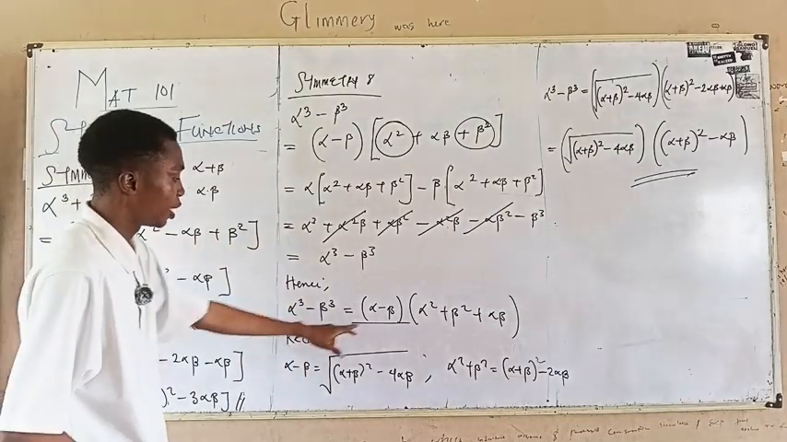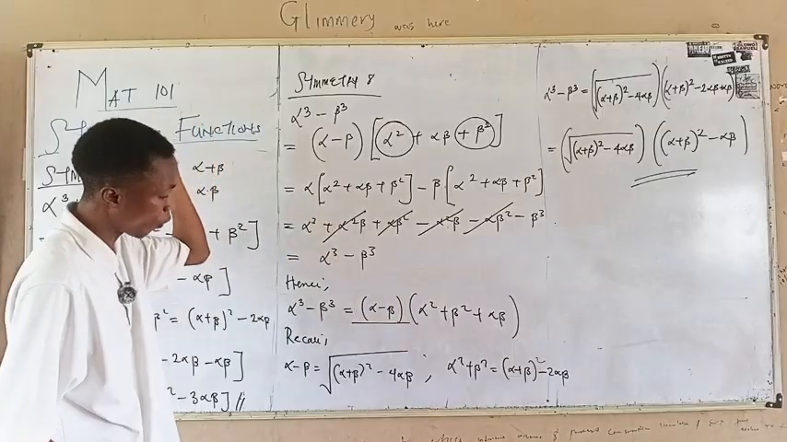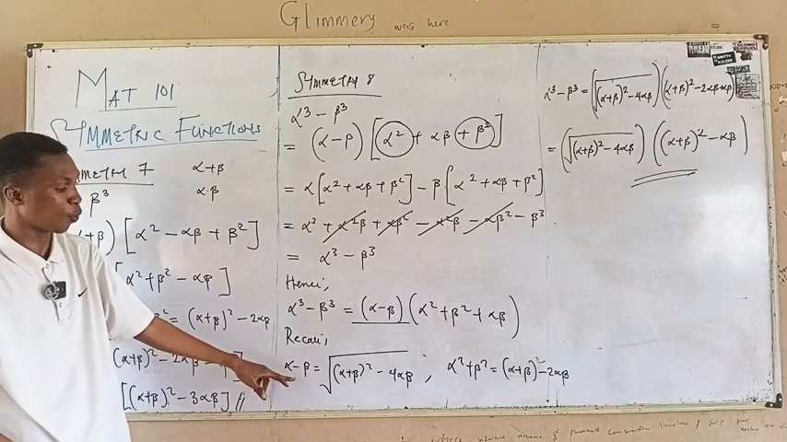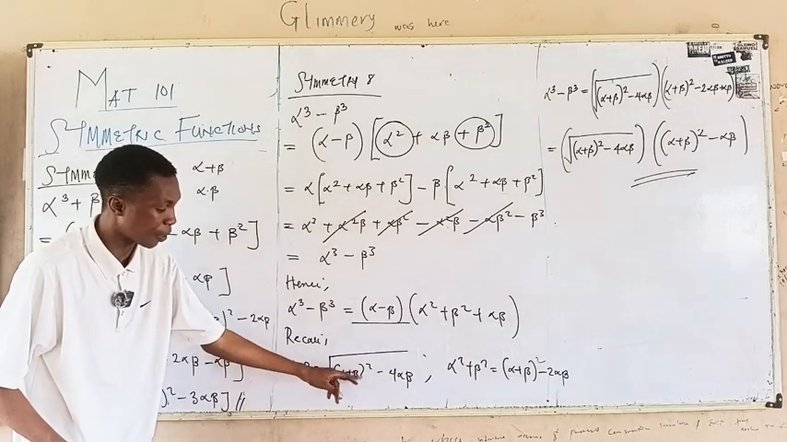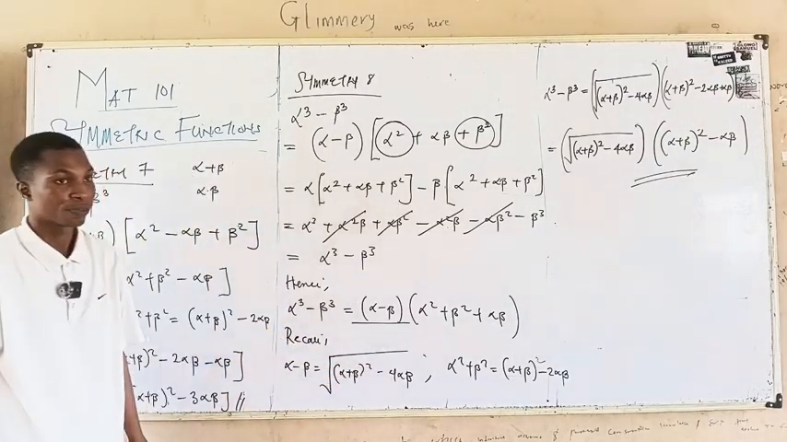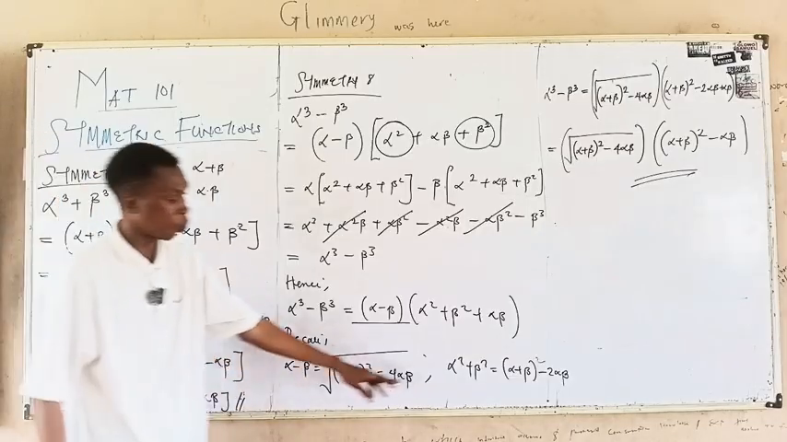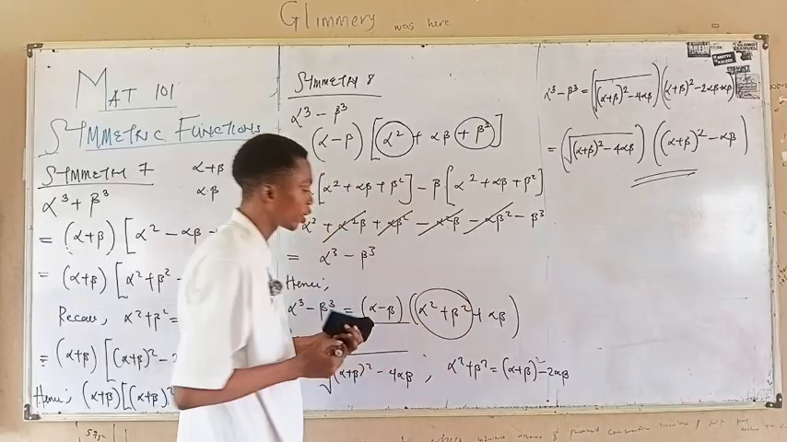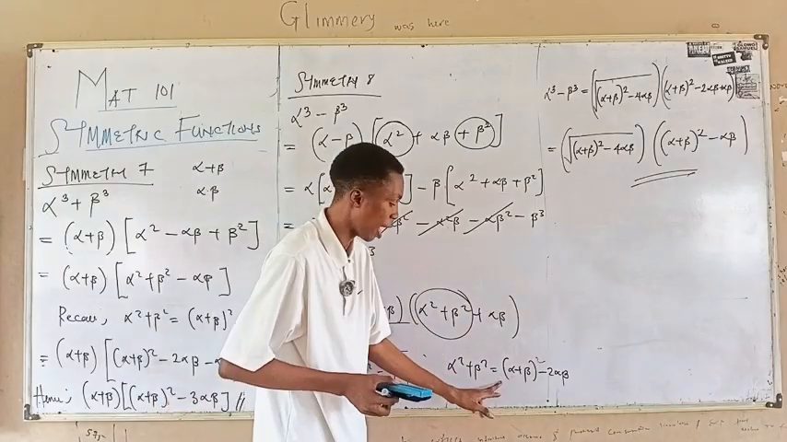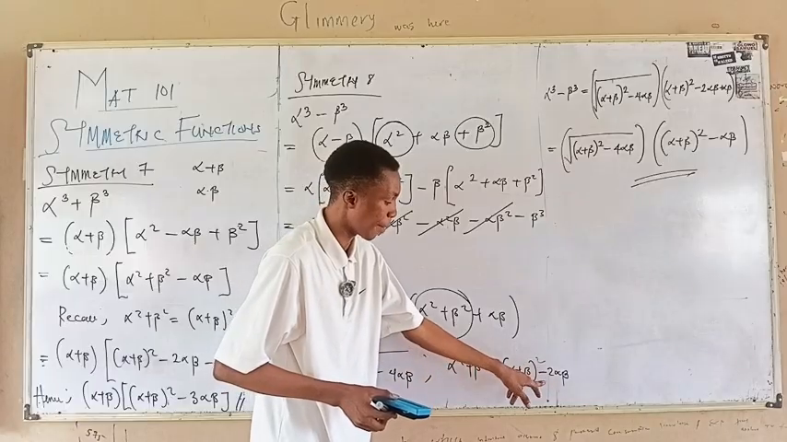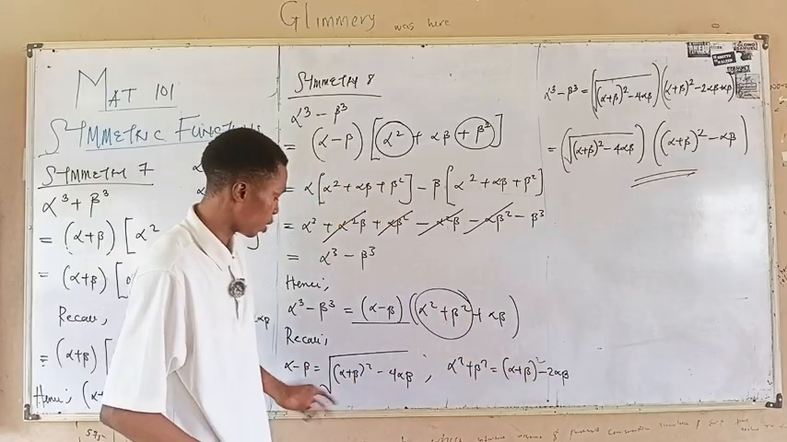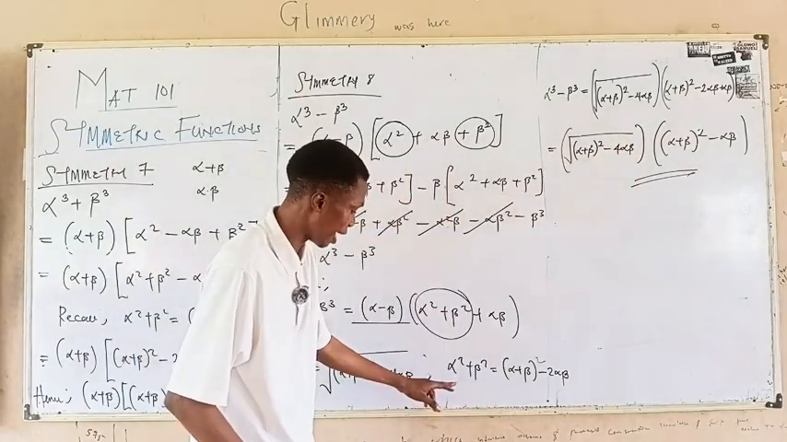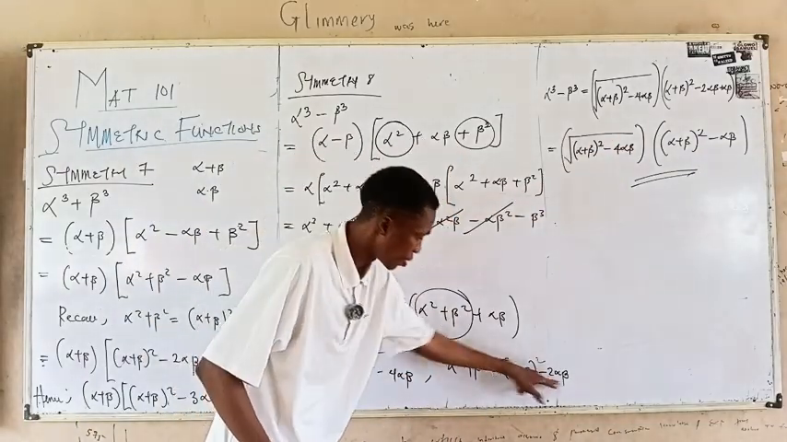So what do I do first? From here, this alpha minus beta, remember it's symmetry 4 or 5, either of the two. I actually gave you that anytime you see alpha minus beta, you put the square root of alpha plus beta square minus 4 alpha beta. That was in symmetry 4 or 5. Then this one was in symmetry 3, which says that any place I have alpha square plus beta square can be expressed as alpha plus beta in bracket all squared minus 2 alpha beta. So this here, substitute with this, we have this.